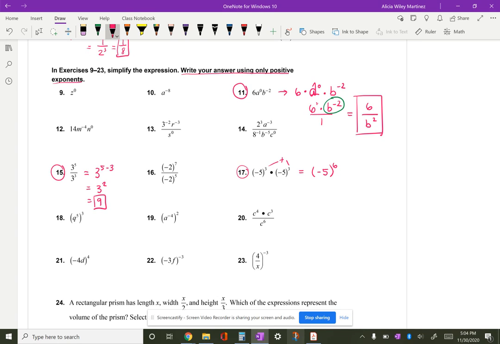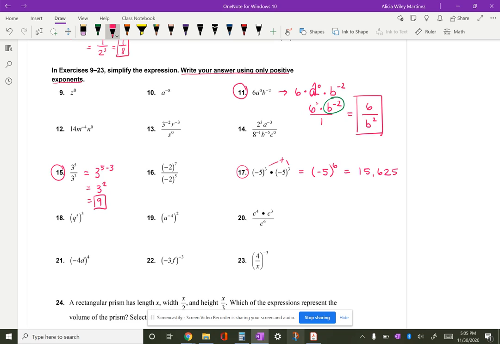You might want to take out a calculator for that one if you don't know what it is. So that's 5 times 5 times 5 times 5 times 5 times 5, right? So it's a big number. So 125 times 125, 15,625.